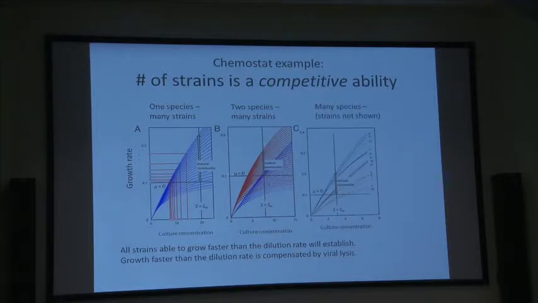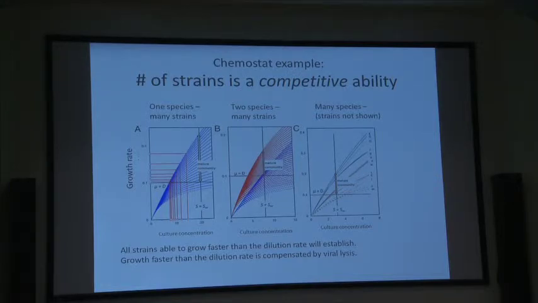As a hypothetical example here, you can get a situation like this with all these different species and all these families of strains below here not shown in this figure. So you can get, in theory, a very complex steady state in your chemostat. Many species, many strains.